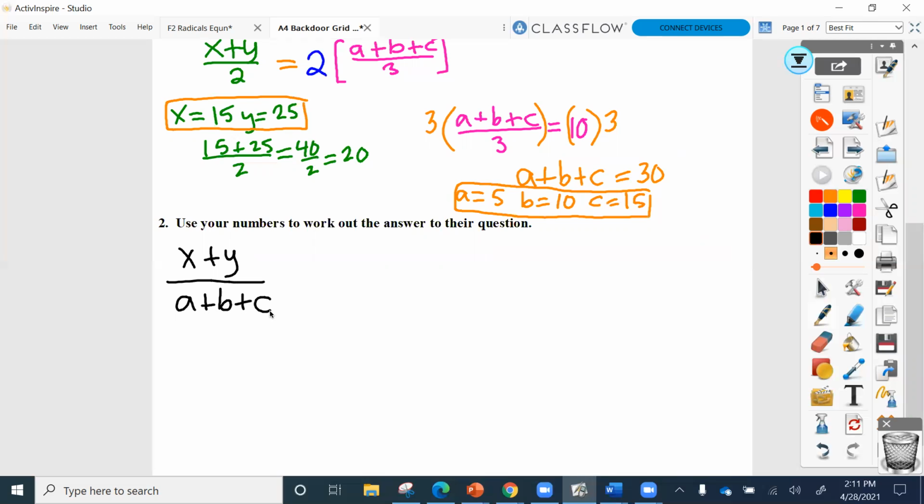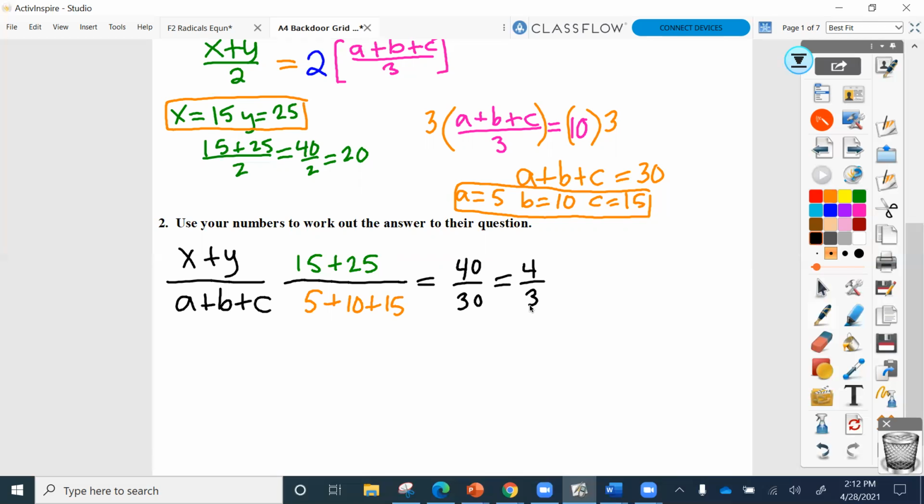Well, your X value is 15 and your Y value is 25. Your A, B, and C were 5, 10, and 15. Therefore, you've got 40 divided by 30, which is equal to 4/3.